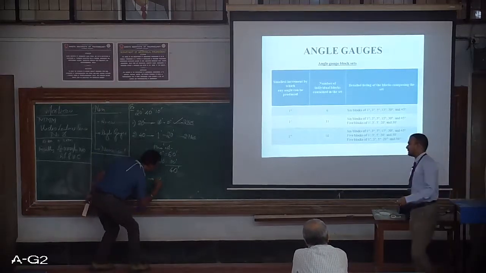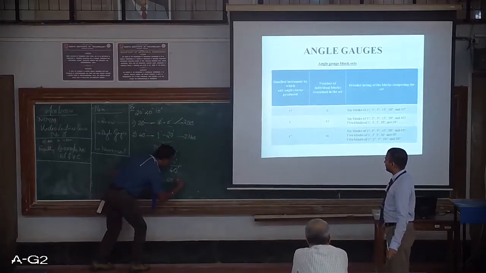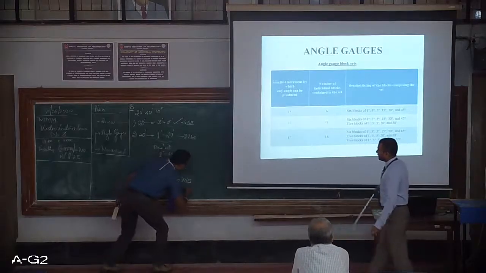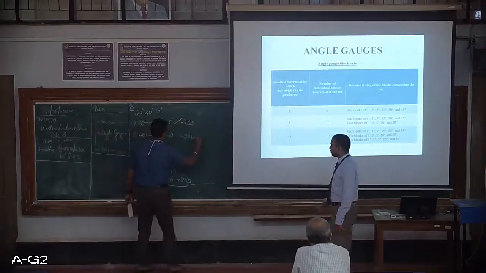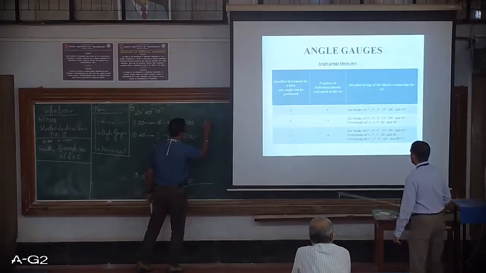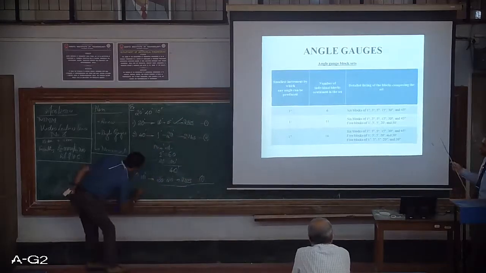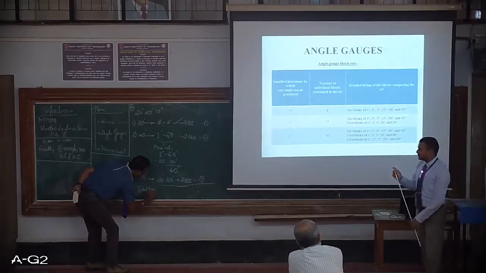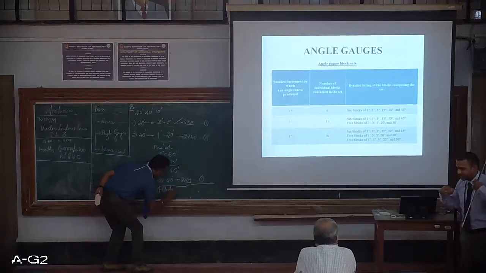And finally we have 10 seconds. So 10 seconds is 30 minus 20, giving rise to 10 seconds. So basically we have 2 numbers in each case. So total number of angle gauges used is 6 for this particular combination of 20 degree, 40 minutes and 10 seconds.